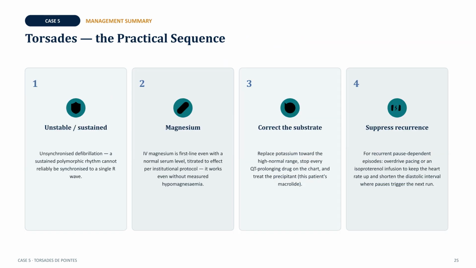For torsades, treatment involves addressing the precipitant, replacing electrolytes like magnesium and potassium, and using overdrive pacing or isoproterenol to suppress pauses. Avoid any further QT prolonging agents in these patients.